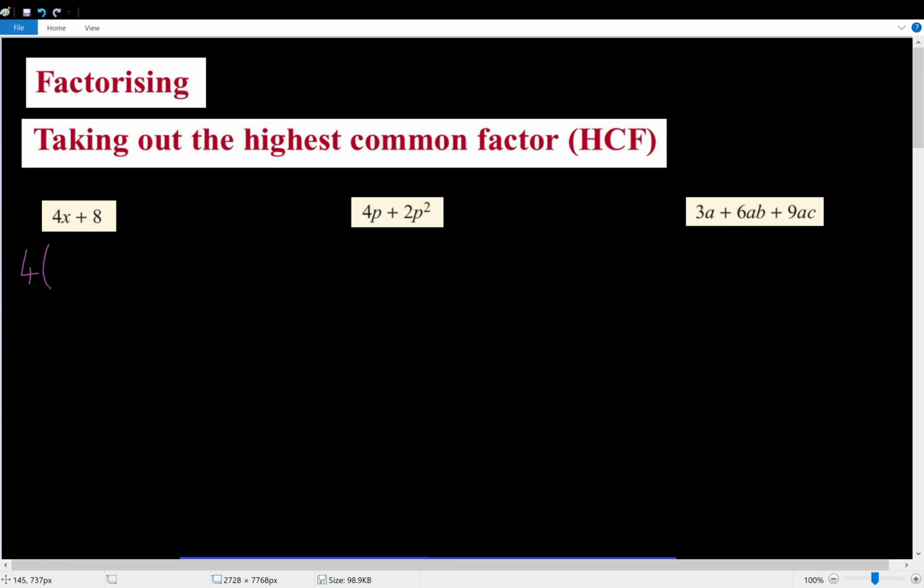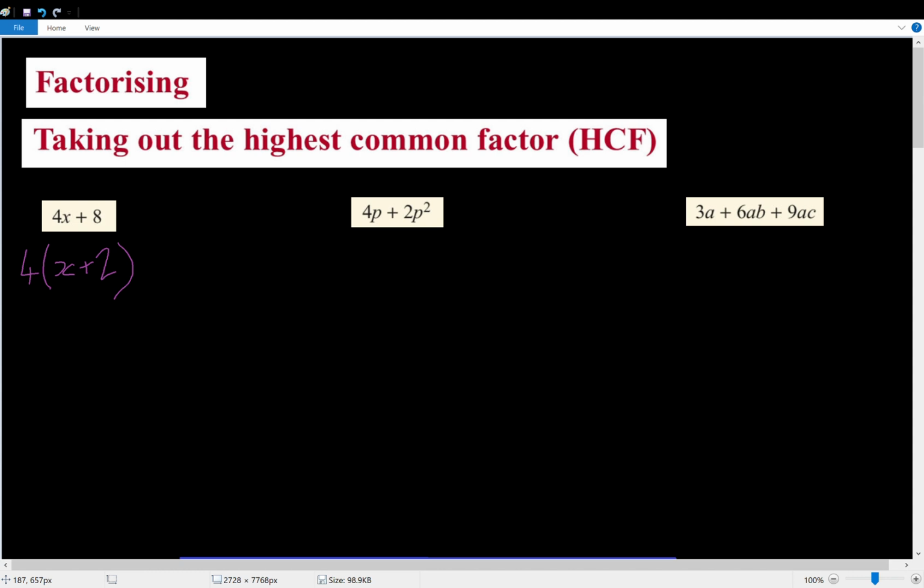So we have our highest common factor outside brackets. And now we're going to divide each of these terms by our highest common factor. So 4x divided by 4, well that's just x. And 8 divided by 4, that's just going to be 2. So you can see that if we were to expand these brackets back out, we would get the original term. But because this time we're factorising, this right here is as far as we need to go with this.